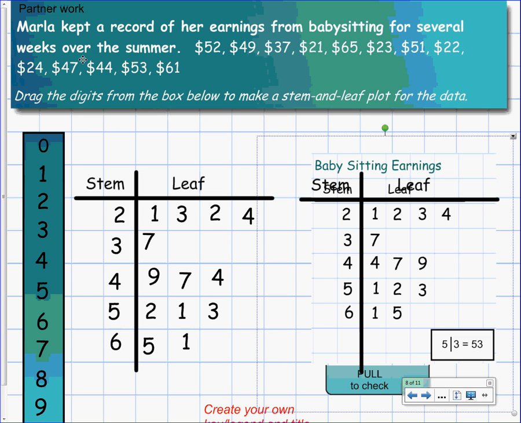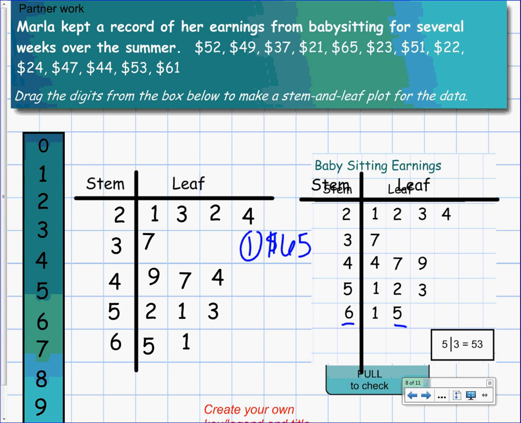So the first question was, what was the highest fee earned? So we looked at our chart, and our highest stem was 60, and the highest leaf in there was 5. So our highest amount earned was $65. The next question was, what was the lowest fee earned? So we looked at our lowest stem, which is 2, and the lowest leaf in there, which is 1. So our lowest fee earned was $21.